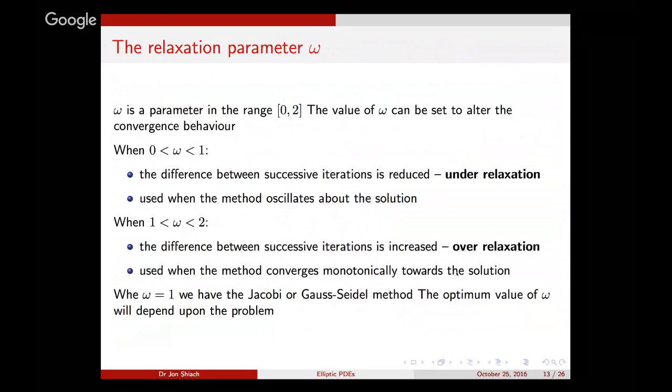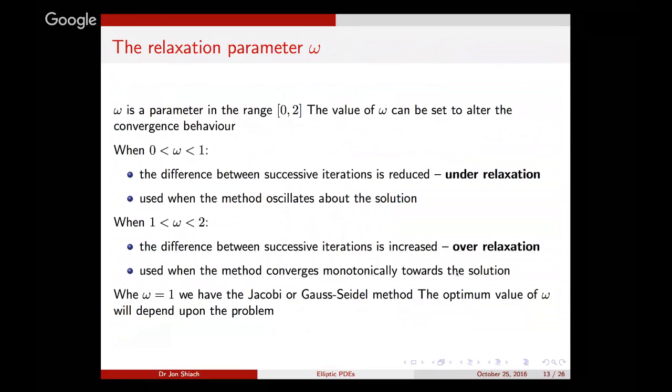If I was to somehow reduce that difference, it would converge to the solution quicker. What I'm doing is updating it too much. I'm overshooting each time, and it's oscillating about the solution. If that happens, we should use omega less than 1. That would help improve our convergence.